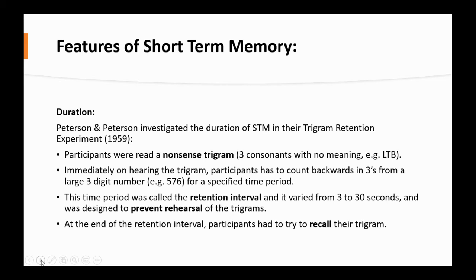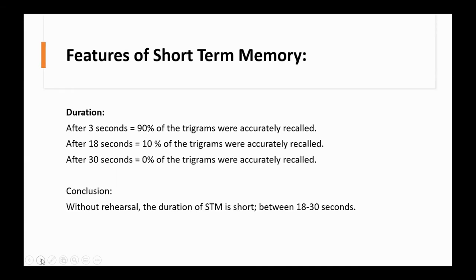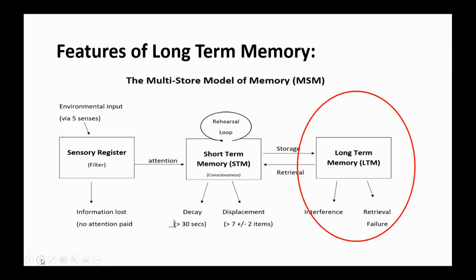Again, you don't need to remember the names of these researchers, but you do need to have an example of research into capacity, coding, and duration. Peterson and Peterson found that the duration of short-term memory is short, between 18 and 30 seconds.